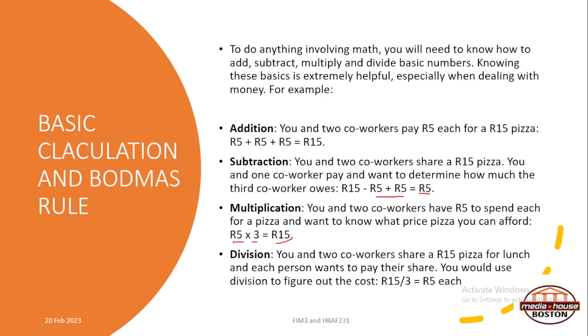And then we've got division. You and your two co-workers share a 15 rand pizza for lunch, and each person wants to pay their share. So how much will that share be? You would use division to figure out the cost: the pizza was 15 rand, it was the three of us, so each person will have contributed how much? 5 rand. So these are just basic things that we do in daily life that involve money, and sometimes we're not even aware that we're applying the basic calculation of maths that we have been taught through our learning life.